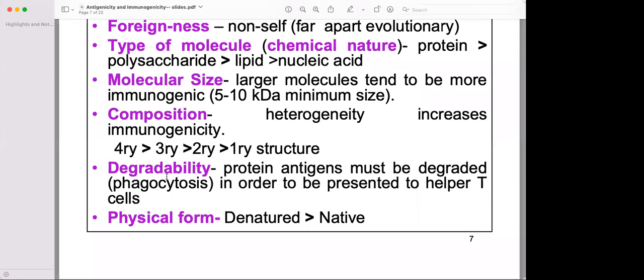Also, you have learned about phagocytosis and the endpoint of phagocytosis: the pathogen must be phagocytosed and degraded into small particles, then presented to the T cells to stimulate an immune response. How well the body is able to degrade that pathogen increases the immunogenicity. So degradability is a factor that increases immunogenicity. Hence, coming back to the physical form, the denatured form after phagocytosis is able to stimulate an immune response much better than the native form of the protein, which has not been degraded.